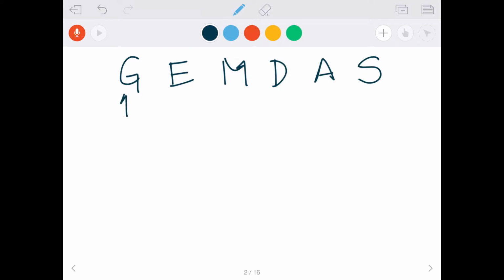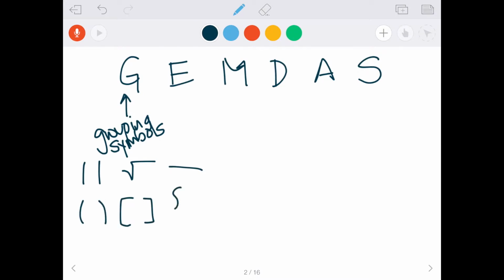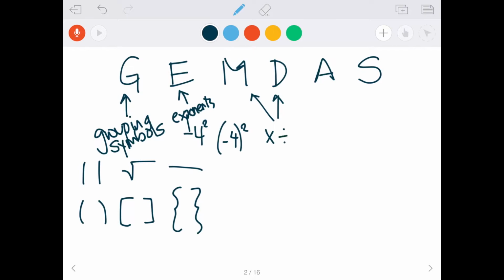Remember that G is for grouping symbols. Grouping symbols can include absolute value, radical signs, fraction bars, if there's math in the numerator and denominator, parentheses, brackets, and braces. E is for exponents. And remember to be very careful about whether or not your base is inside parentheses or not. It makes a difference.